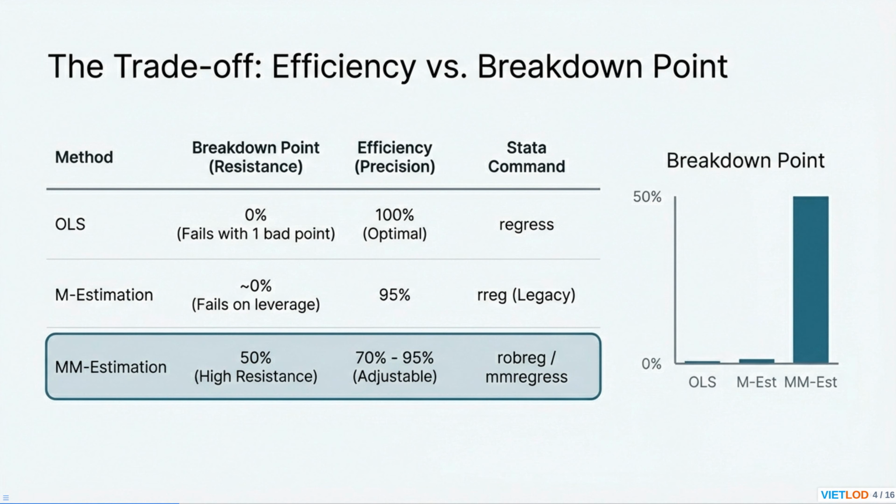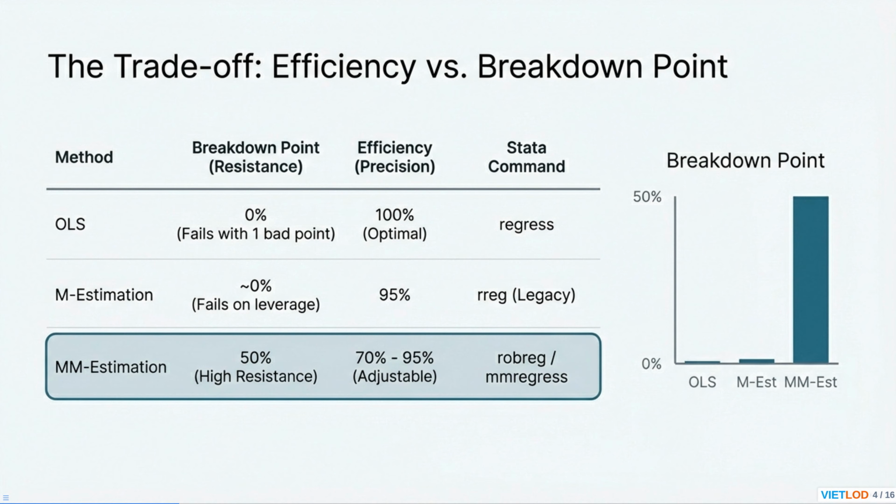estimation, an older robust method, offers good efficiency at 95%, but its breakdown point is still near 0% because it struggles with bad leverage points. This is where estimation shines. It provides a high breakdown point of 50%, meaning it can withstand contamination in up to half of the data, while still maintaining high and adjustable efficiency, typically between 70% and 95%.